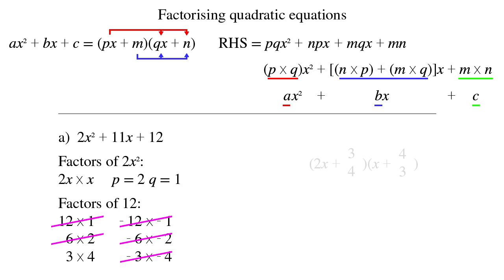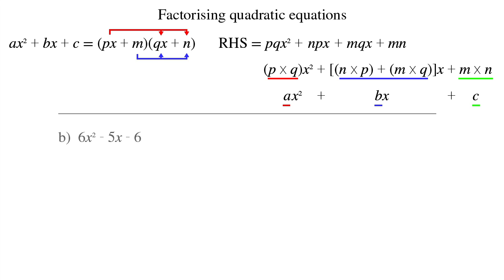What about 2x plus 3 or 4 times x plus 4 or 3? Well, for the top choice, that is 3 in the first bracket and 4 in the second, we have 2x times 4, which is 8x, plus 3 times x, which is 3x, so that's 11x, which is the right factorisation. In other words, 2x squared plus 11x plus 12 is equal to 2x plus 3 times x plus 4. Let's try a second example.